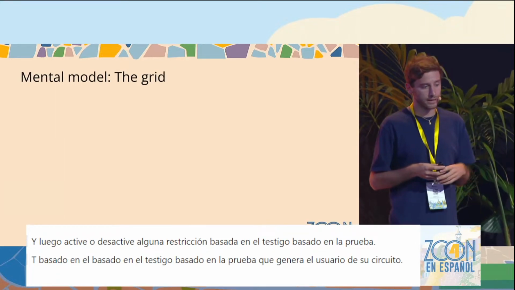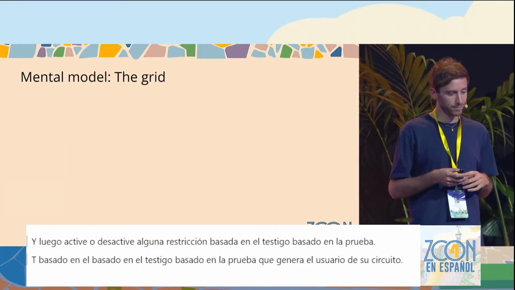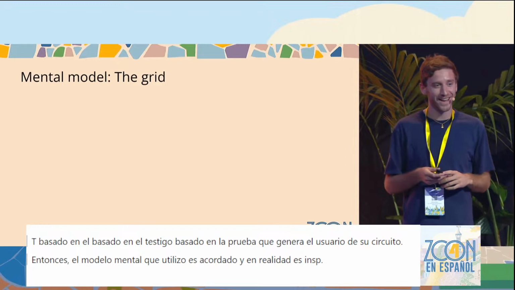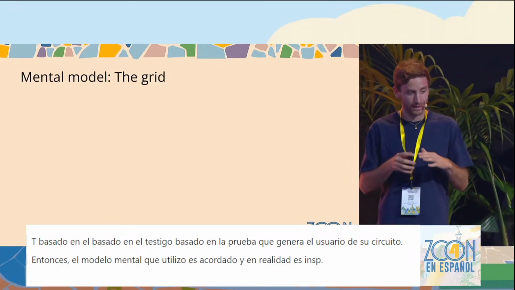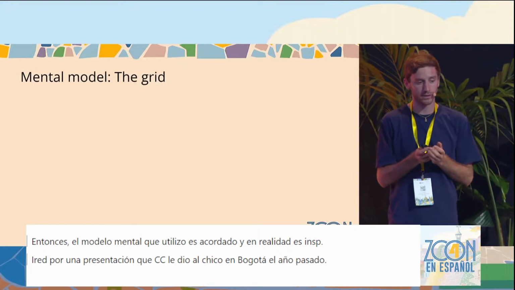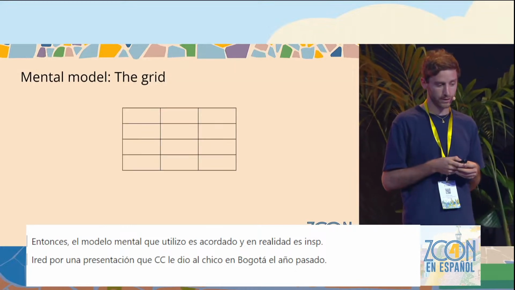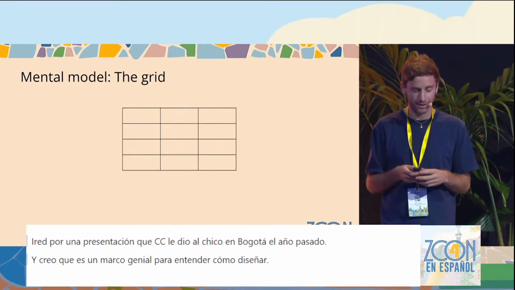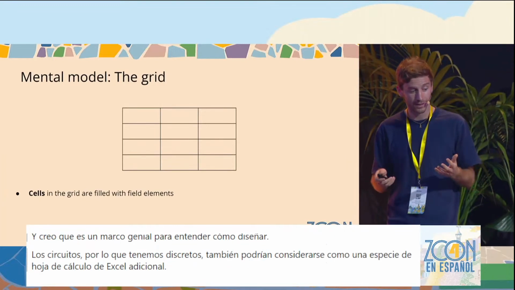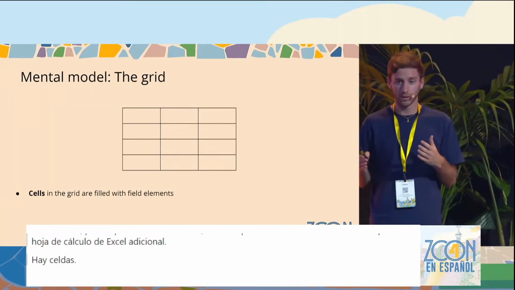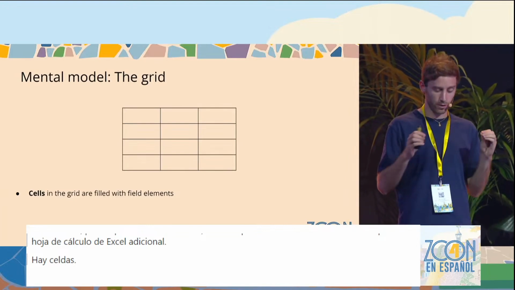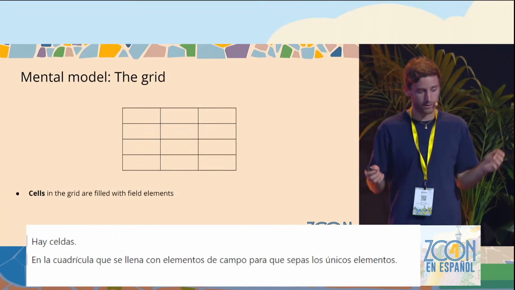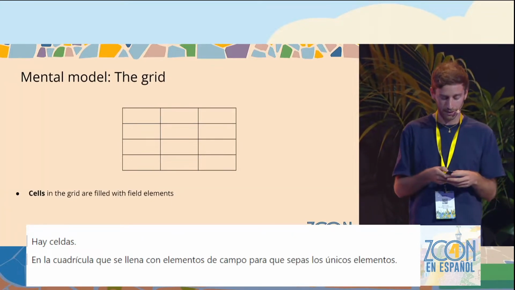The mental model that I use is a grid, and it is actually inspired by a presentation that CC gave in Bogota last year. I think it's a very cool framework to understand how to design circuits. So we have this grid. It might also be considered a kind of Excel spreadsheet. There are cells in the grid that are filled with field elements. As you know, the elements allowed in a circuit are field elements. We don't have Booleans, we don't have these crazy data types, only field elements.